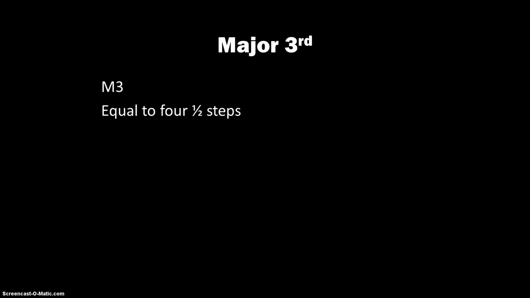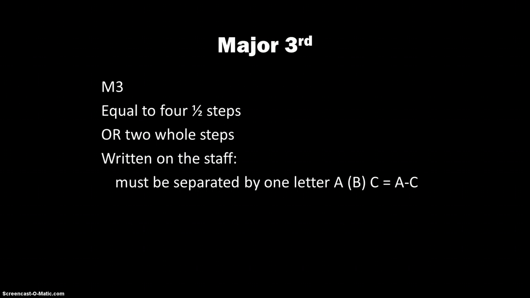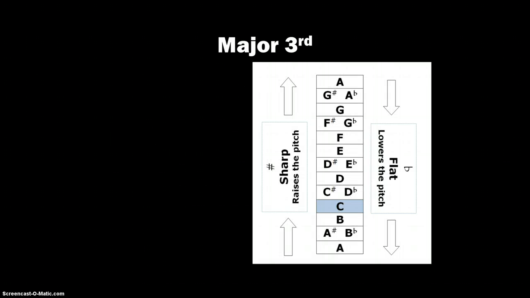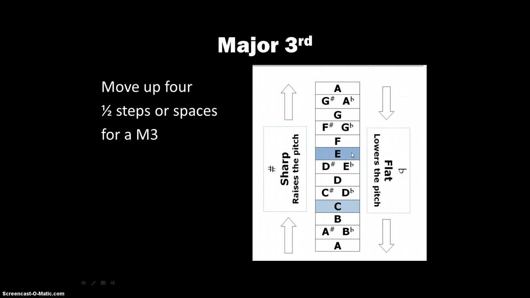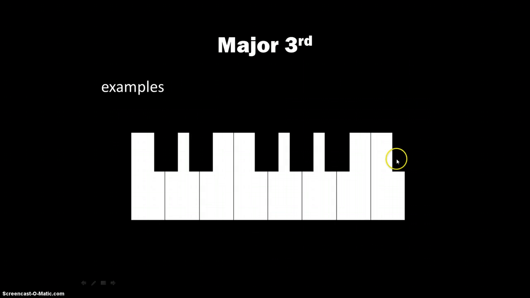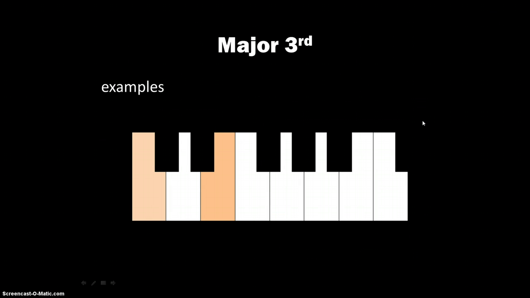So now we're up to 4 half steps, or you can think of this as 2 whole steps. The major third written on the staff, again, must be separated by a letter in between. So we start on C. We move up 1, 2, 3, 4. That's going to put us at E natural. And on the keyboard, that would be this interval. Here's what that sounds like.